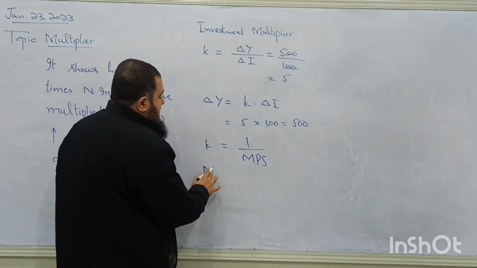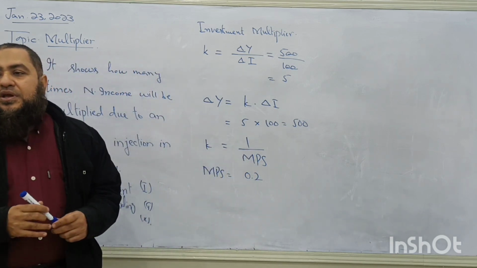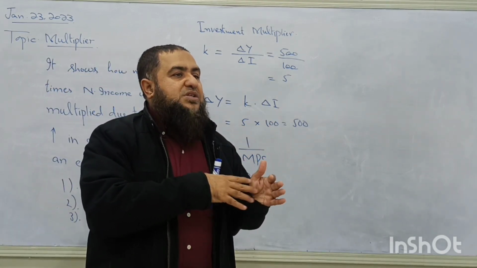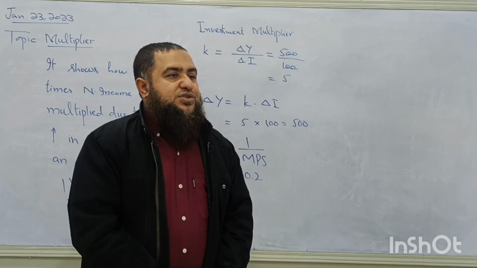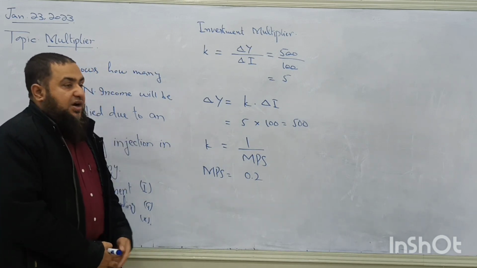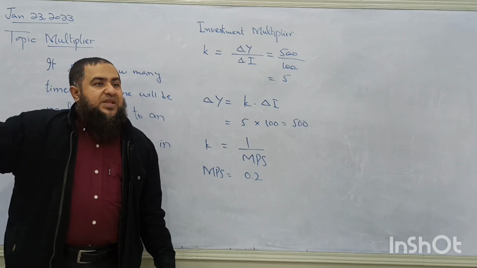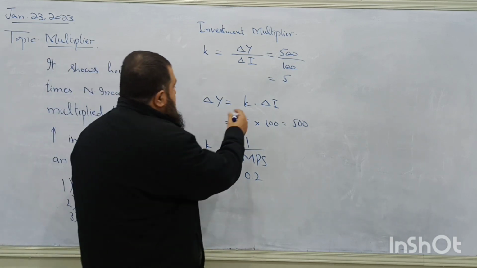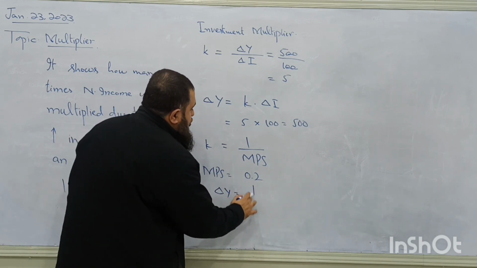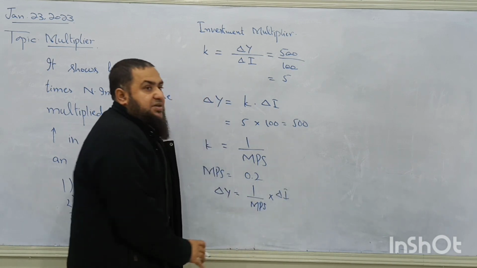If MPS value is 0.2, do you remember I said if MPS is 0.2, how much will be the MPC, marginal propensity to consume? 0.8. Okay. So out of every additional dollar, 0.2 is being saved, whereas 0.8 is being spent on consumption. So put the values: change in income is equal to 1 over MPS times change in investment.